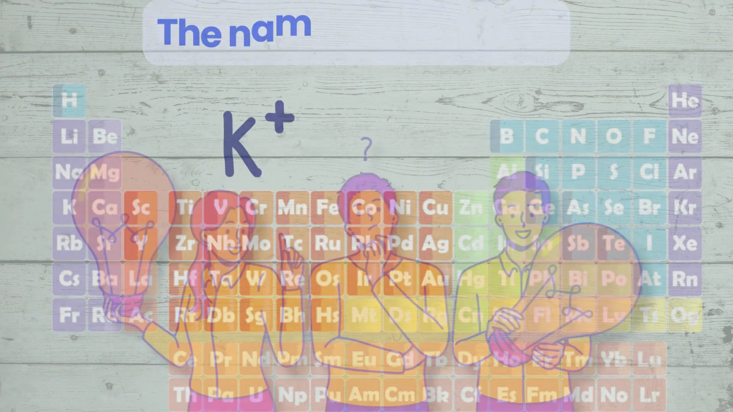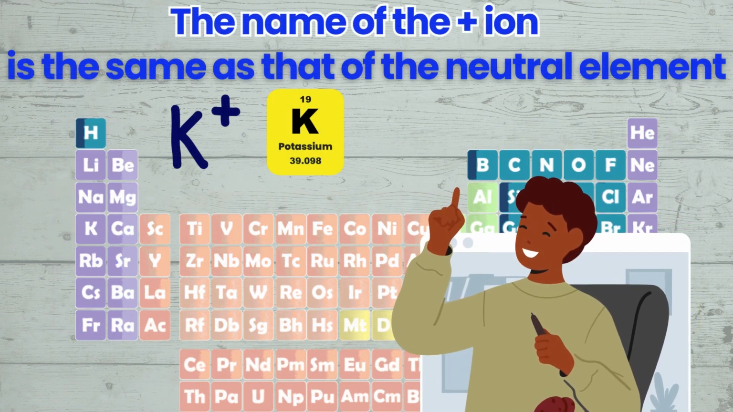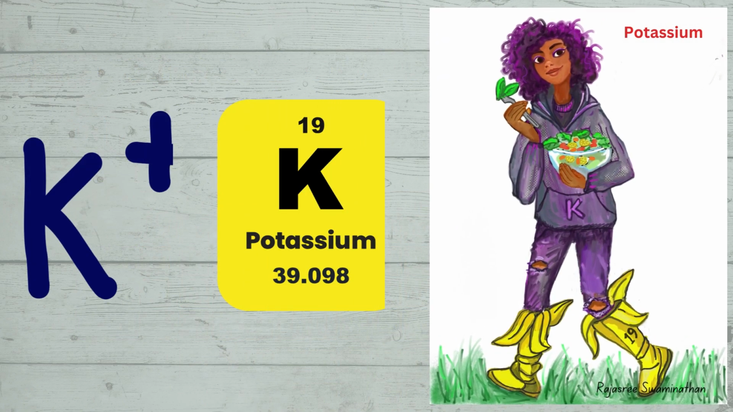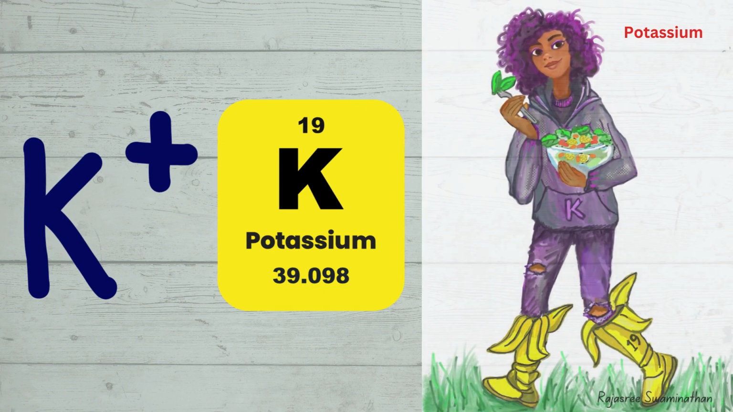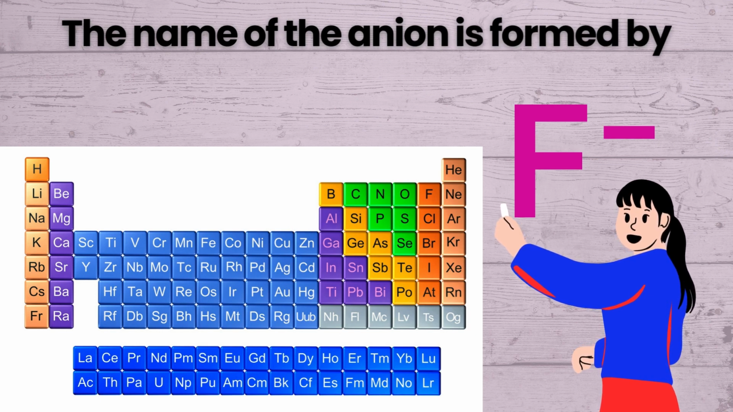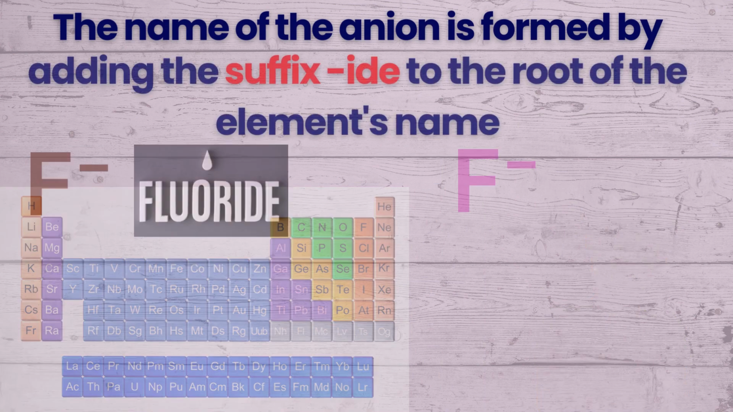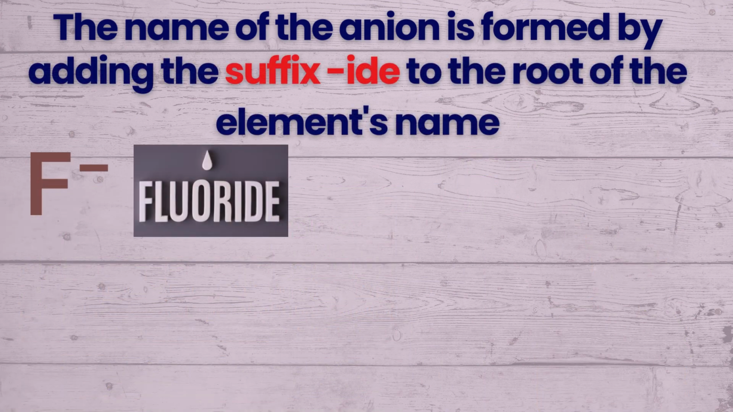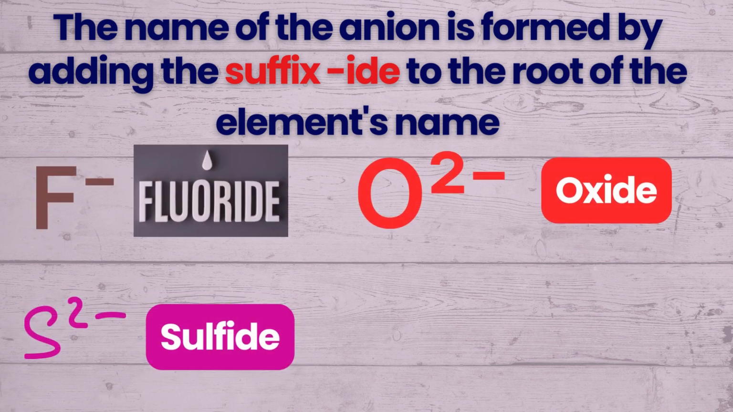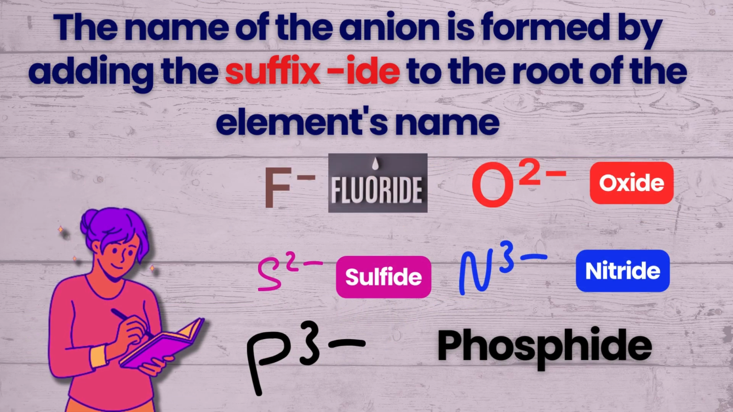Tip 2. The name of the positive ion or the cation is the same as that of the neutral element it originates from. Example, K+ is referred to as potassium in the compound name. Tip 3. The name of the negative ion or the anion is formed by adding the suffix "ide" to the root of the element's name. Example, F− becomes fluoride, sulfur becomes sulfide, oxygen becomes oxide, nitrogen becomes nitride, phosphorus becomes phosphide.